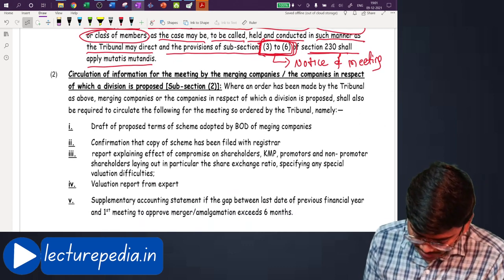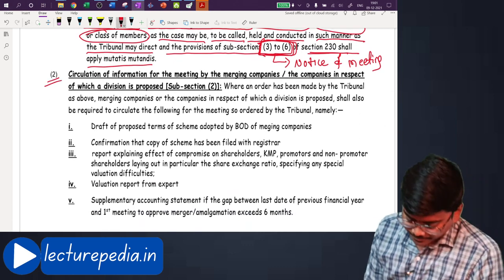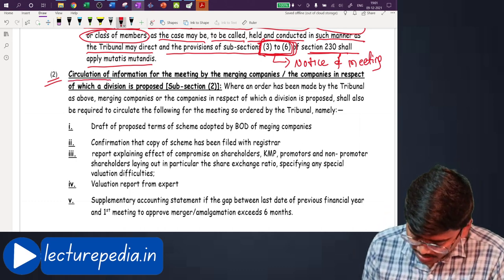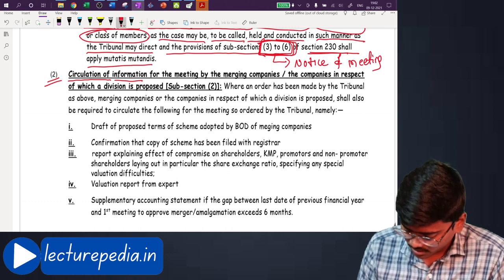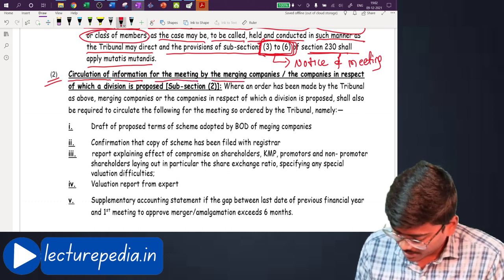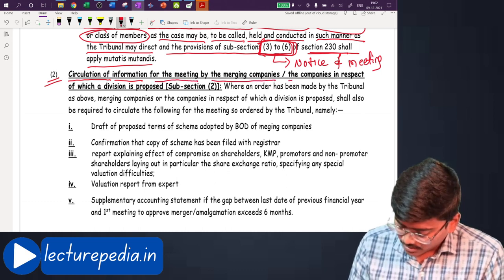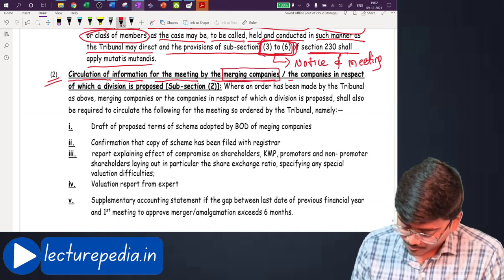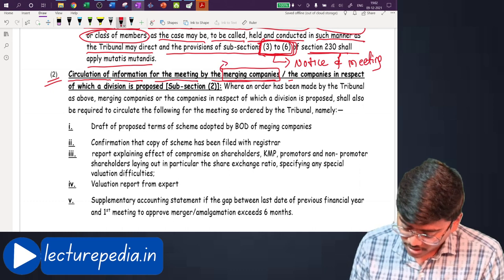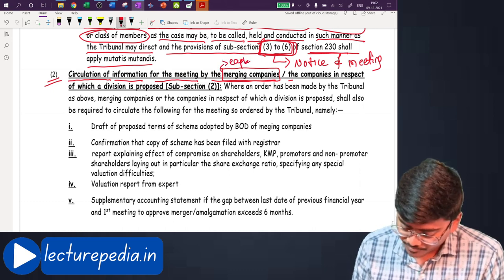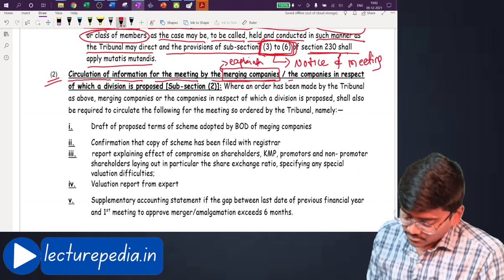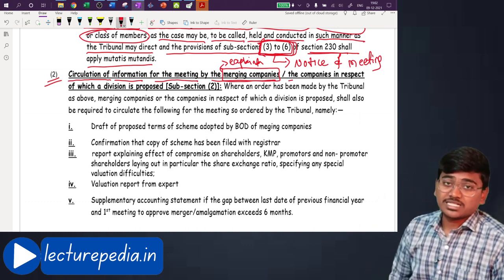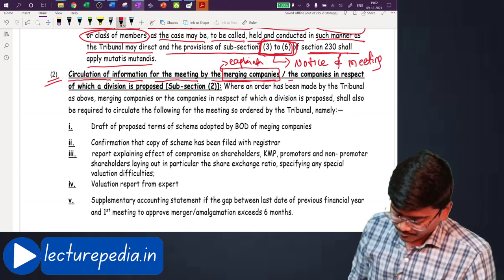Now moving into subsection 2, circulation of information for the meeting by merging companies. See, here he has used the term merging companies. For this you have to refer to the explanation which we have discussed. What companies will be known as merging companies, which we have already discussed.